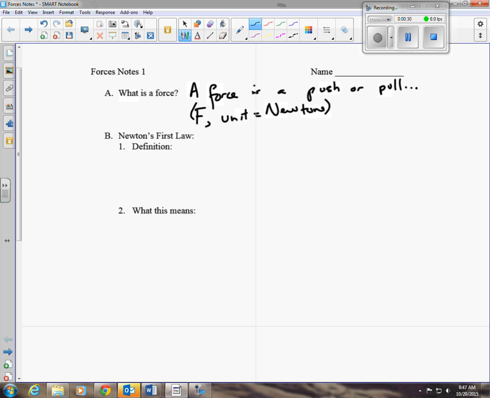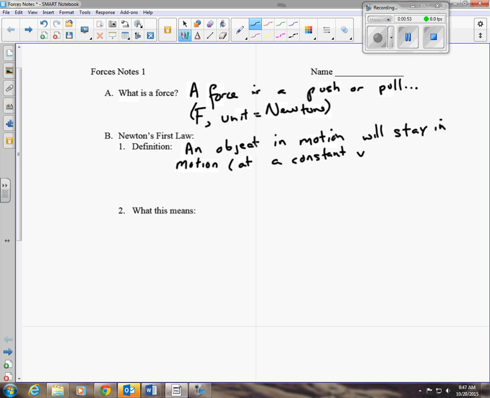Now, Newton's first law, maybe you've heard this before, I'm going to put it in slightly different words. An object in motion will stay in motion. I'm going to add something, at a constant velocity, unless acted on by an unbalanced force.